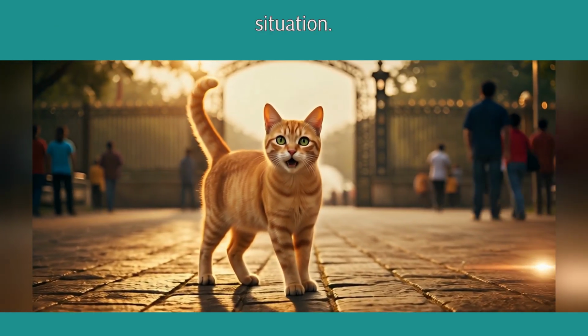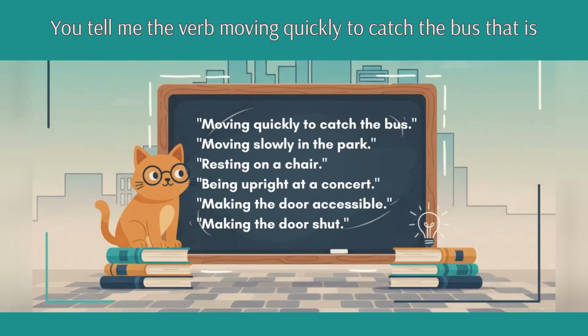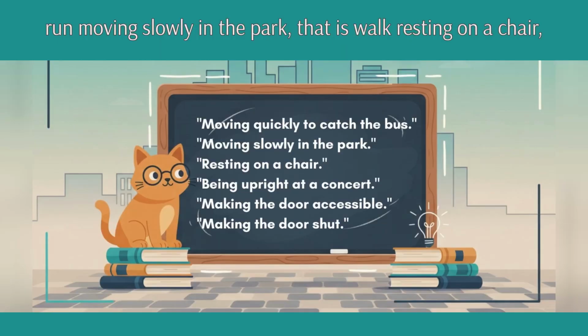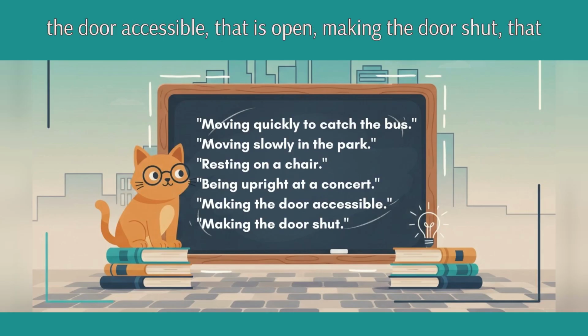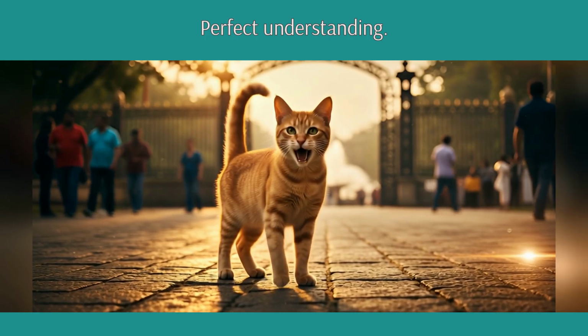Quick test. I will give you a situation. You tell me the verb. Moving quickly to catch the bus. That is run. Moving slowly in the park. That is walk. Resting on a chair. That is sit. Being upright at a concert. That is stand. Making the door accessible. That is open. Making the door shut. That is close. Perfect understanding.